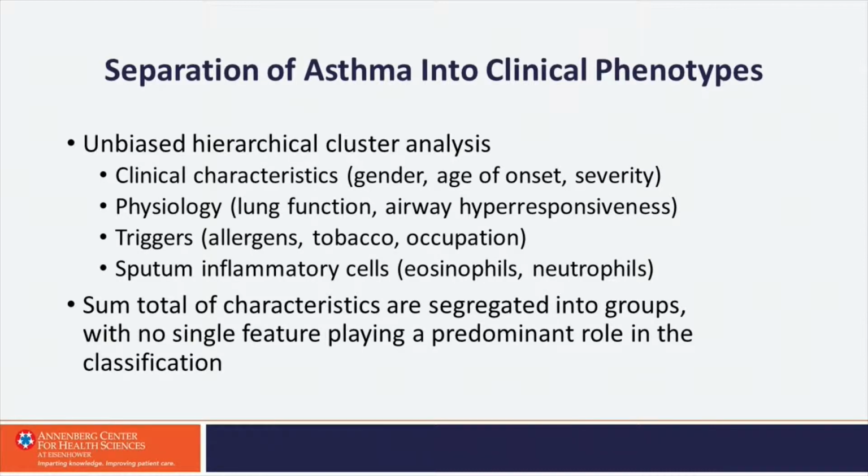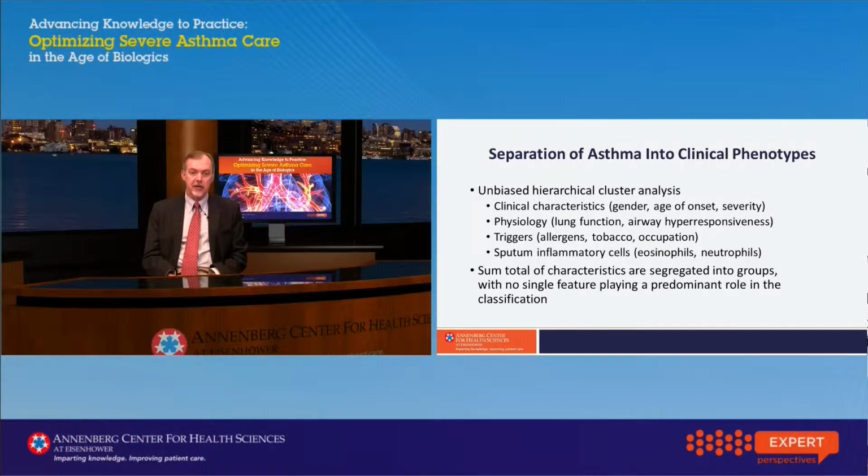Some of these characteristics we've touched on already would include clinical characteristics ranging from gender to age of onset of the disease, or even the severity of the disease; the physiology, and here we're referring to lung function or some measure of airway hyperresponsiveness. Triggers of asthma can include allergens, like cats and dust mites and pollens, tobacco, a very onerous trigger that may ultimately result in permanent airway obstruction, and even the kind of occupation that a person pursues. And then finally, sputum inflammation, looking at cells, both eosinophils and neutrophils, in an attempt to characterize what kind of pathway is most involved in that person's individual case of asthma.